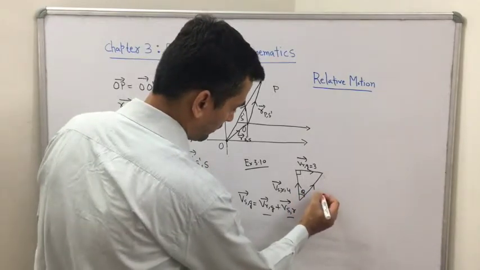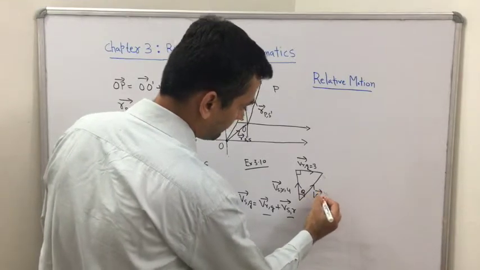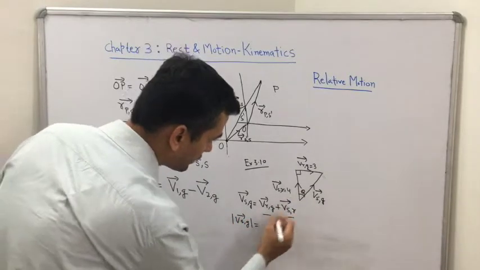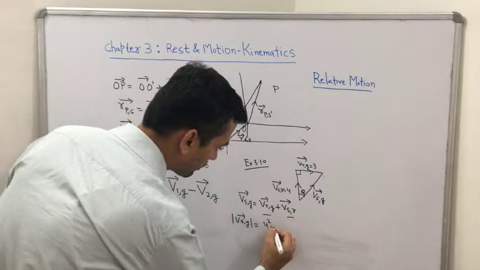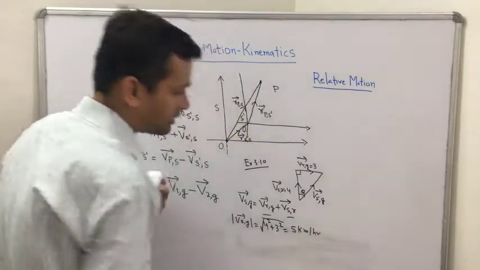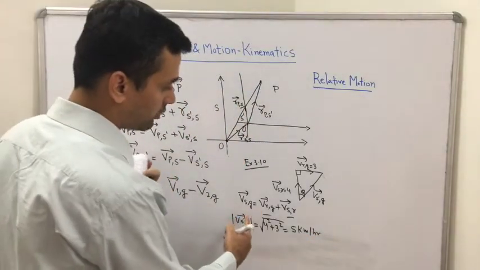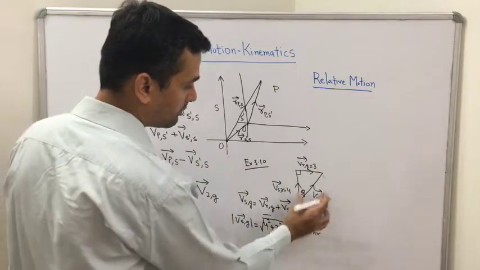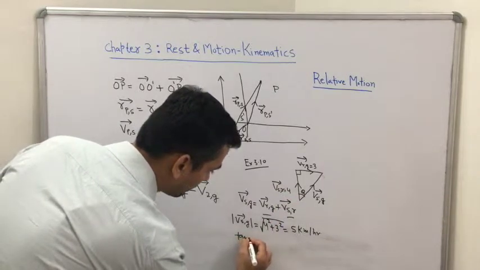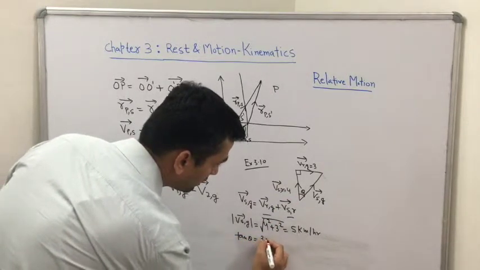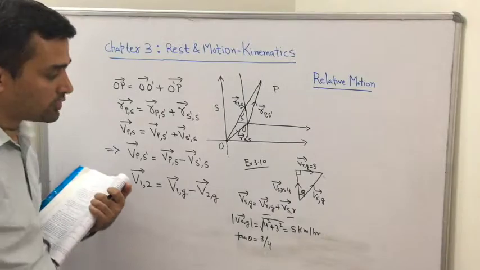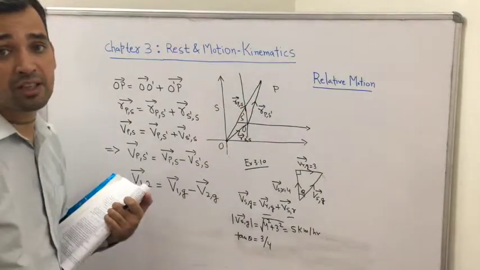So this is VSG. The mod of VSG is equal to, this is the hypotenuse of this triangle, so this will be square root of 4 square plus 3 square, which comes to be 5 kilometers per hour. So the magnitude of the velocity of the swimmer with respect to ground will be 5 kilometers per hour, and in which direction? It will be at an angle of tan theta equal to 3 by 4 from the vertical. So that's how we make use of this relative velocities concept.